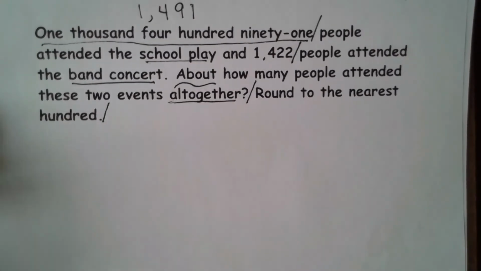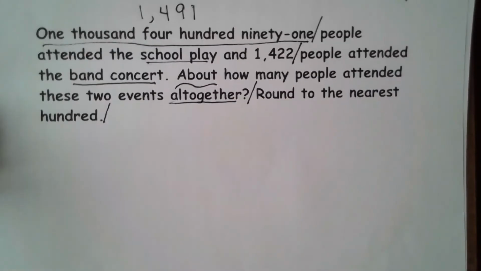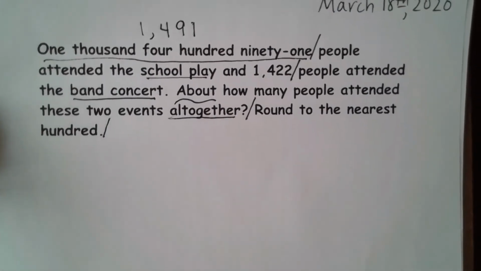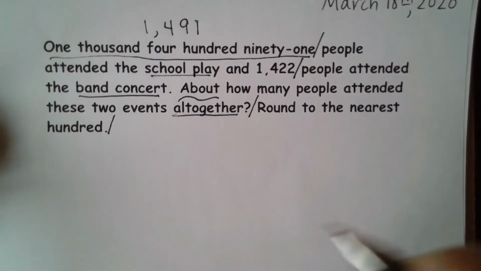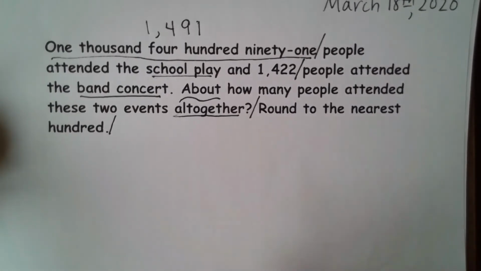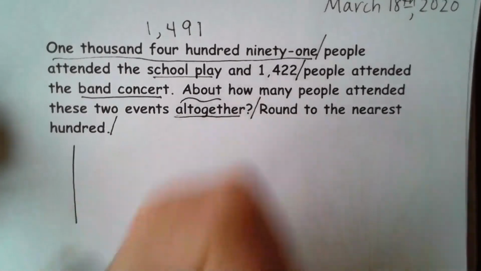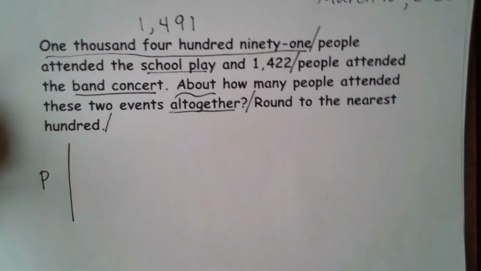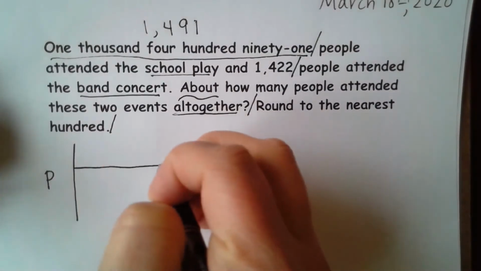Okay, so I know there's a bunch of people going to a play and a bunch of people going to a band concert. And I want to try and figure out about how many people are attending these two events together. So this will be a good time to draw a bar model. I'm going to make my line. I'm just going to title it P for people, because that's all we're really figuring out. And then I'm going to draw a bar.